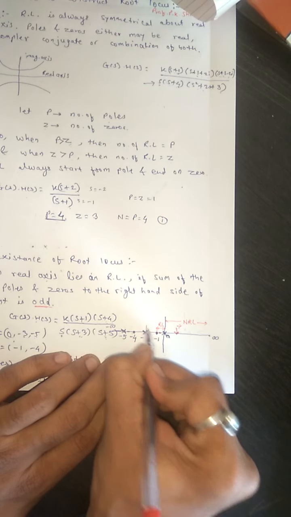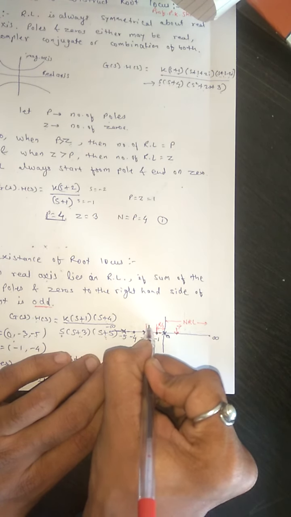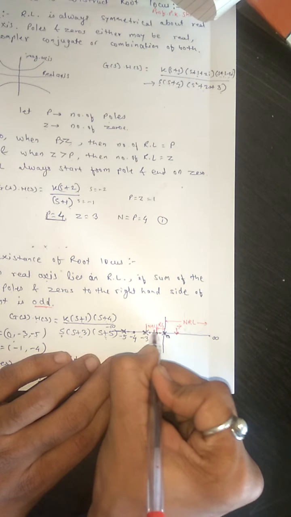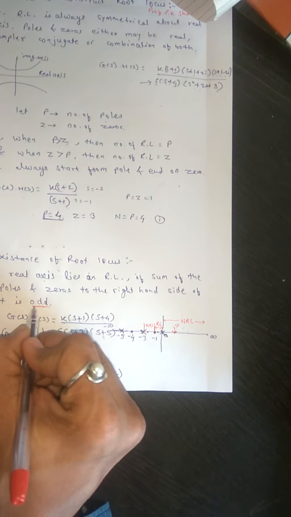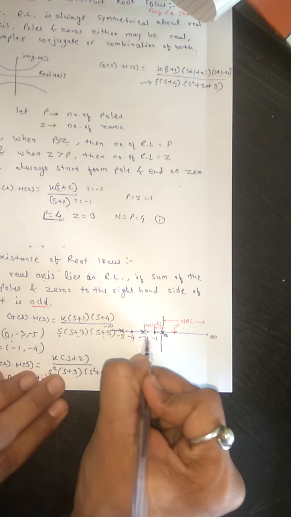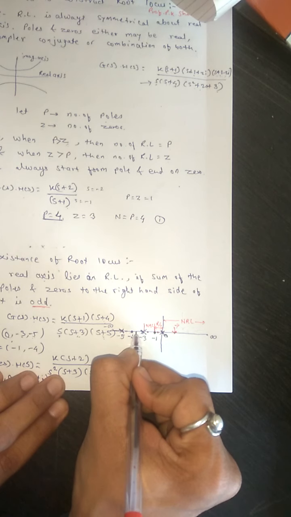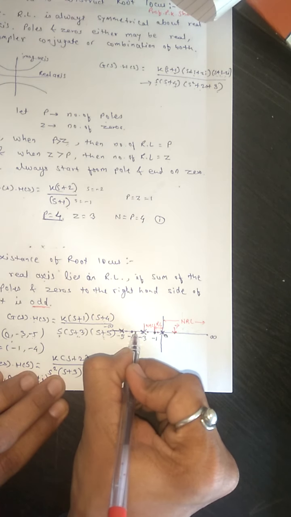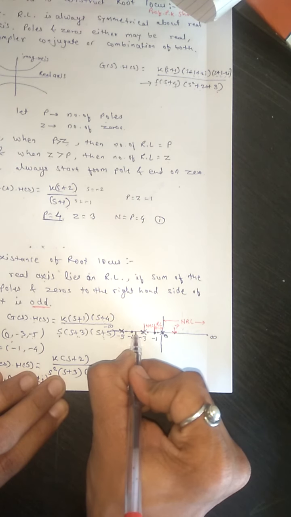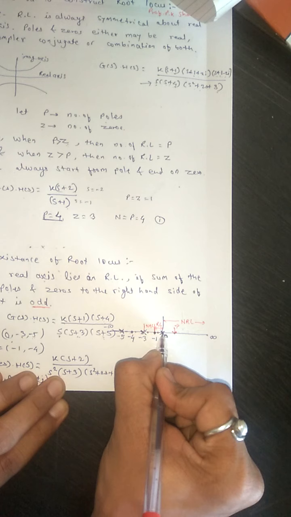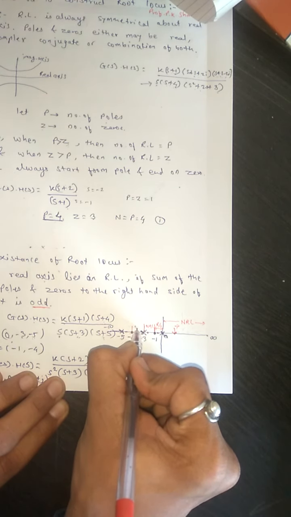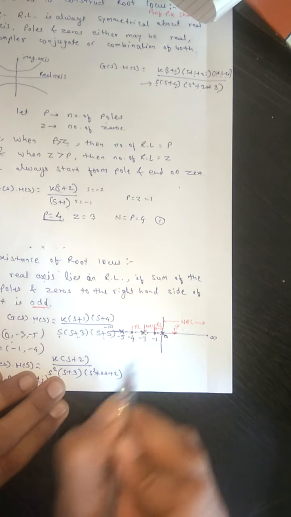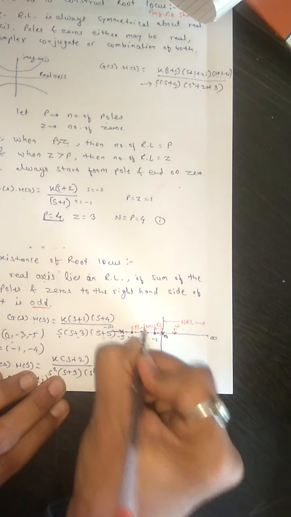So this region is NRL. Count is 2. 2 is an even figure, so NRL, non-root locus region. We need an odd figure. Again, next region is -3 to -4. Suppose we are checking in this region, so I put my point here and check on the right hand side. So number of poles 1, 2, 3. 3 is an odd figure, so this region is a root locus region. Clear?